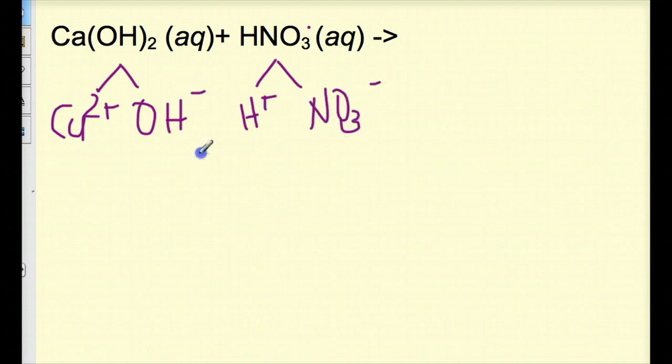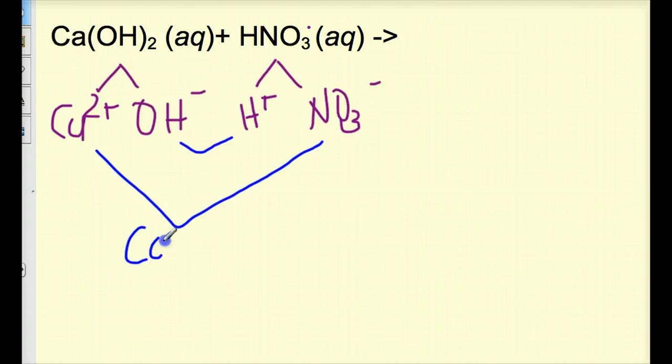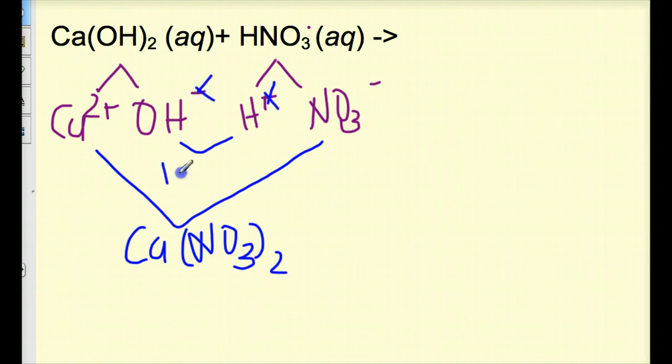And just like before, step 2 and 3 are cross the insides and the outsides. If I cross the outsides, I notice my charges are different, so I do have to do a crisscross. And I do parentheses NO3 with a little 2. And in the middle, I notice my charges cancel. And if I were to write this, I would get HOH.